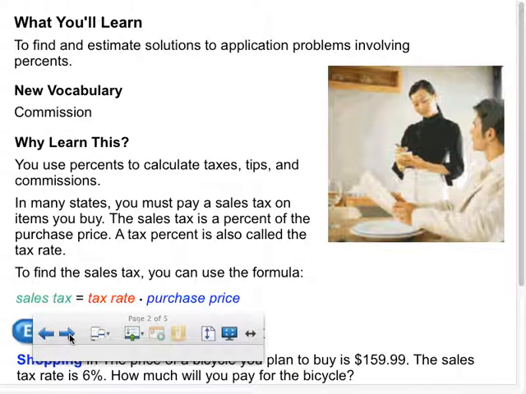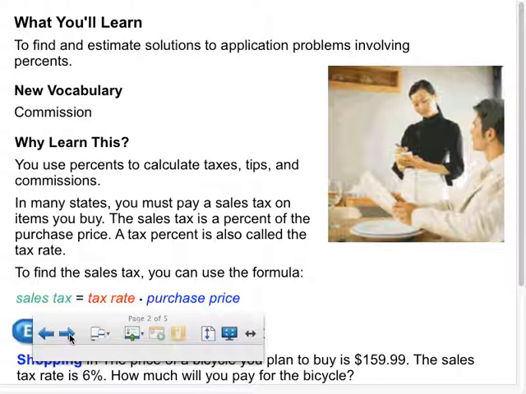All right, what you'll learn. To find and estimate solutions to application problems involving percents. New vocabulary, commission. Does anybody know what a commission is? Rehan? Commission is like somebody getting paid, like for example, in a furniture store, the person will be paid a commission, like how much they sell to the customer.